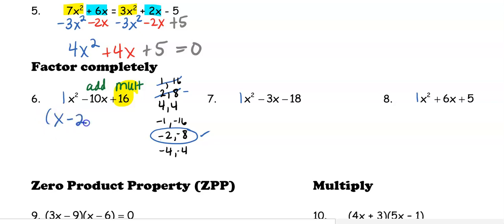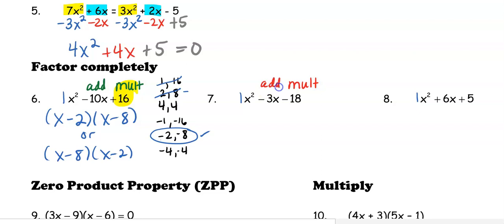When we set that up, we set it in the parentheses. And since it's a -2, it's x minus 2, x minus 8. Know that this is the same thing as x minus 8 and x minus 2. It doesn't matter which of those factors you put first. So just remember, we're multiplying to the outside and adding to the middle.